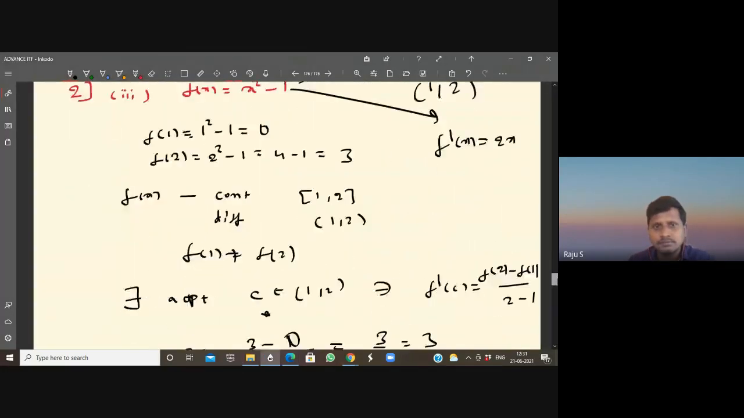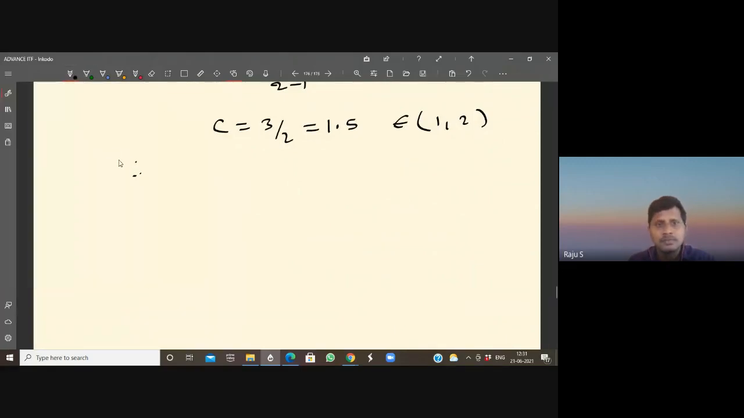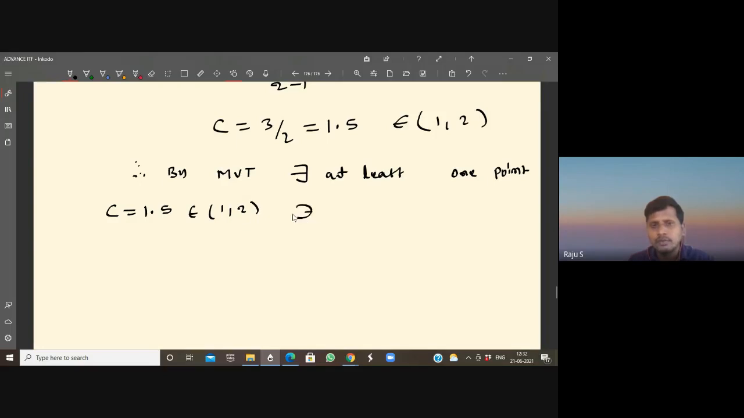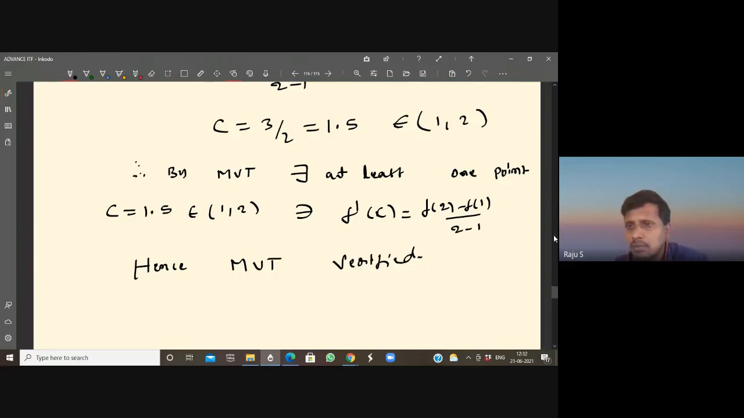Therefore, what do we have to write here? Therefore, by the mean value theorem, there exists at least one point c, which is c is equal to 1.5, which belongs to the open interval 1 to 2, such that f dash of 1.5 is equal to f of 2 minus f of 1 by 2 minus 1, or else simply you can write it as f dash of c is equal to f of 2 minus f of 1 by 2 minus 1. Hence, the mean value theorem is verified. That's all.